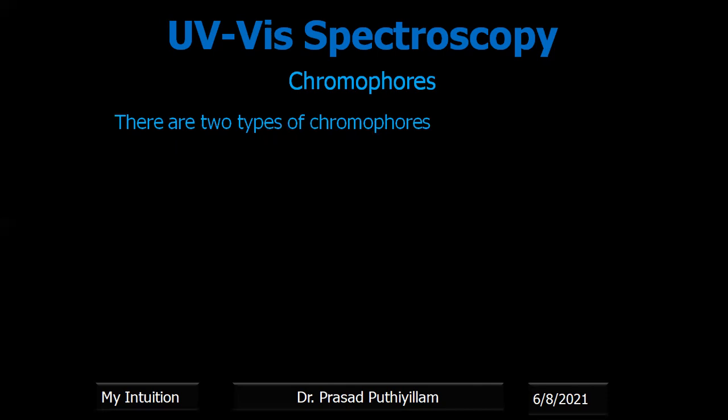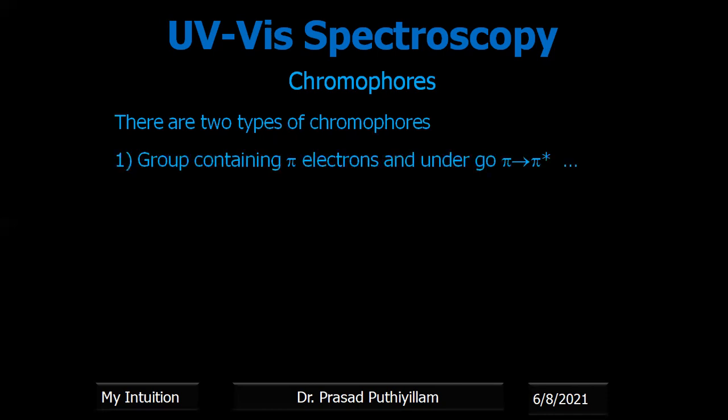Most of the time we explain in terms of color. Chromophores are the groups which impart color to the molecule, and certain chromophores will not impart color but still absorb UV radiation, and they are treated under chromophores. So some of the important points to note down: groups containing pi electrons undergo pi to pi star transition. Example: ethylene, acetylene.